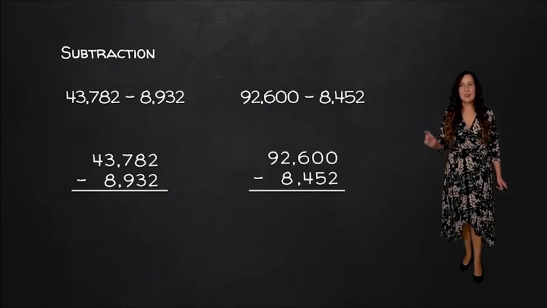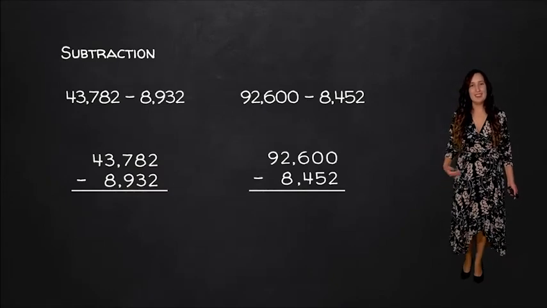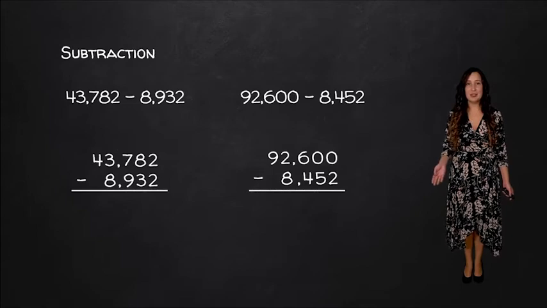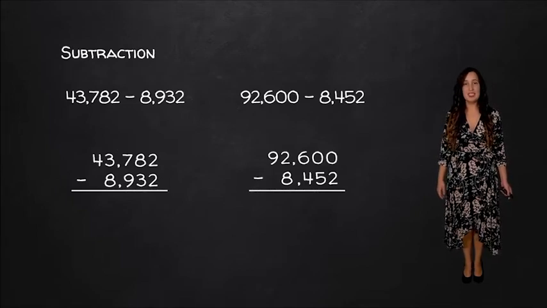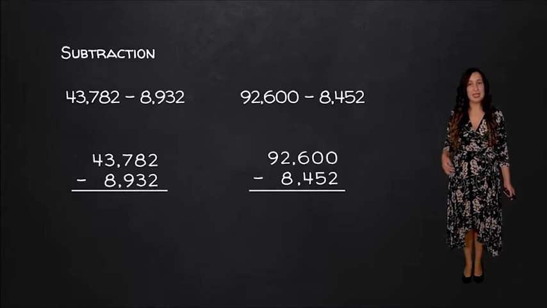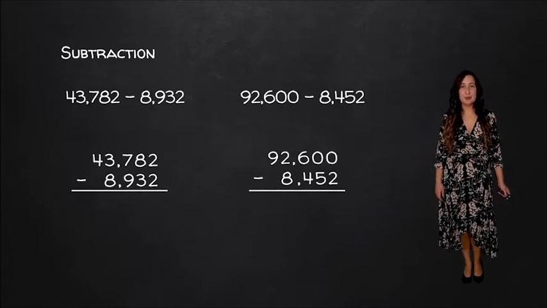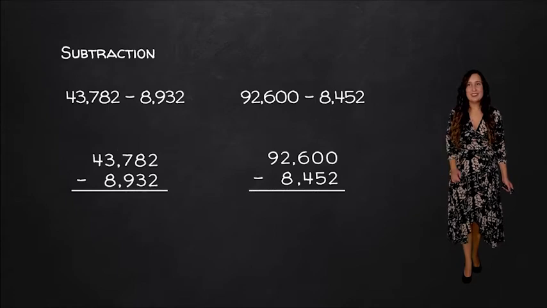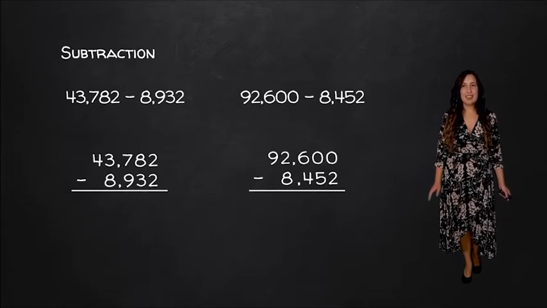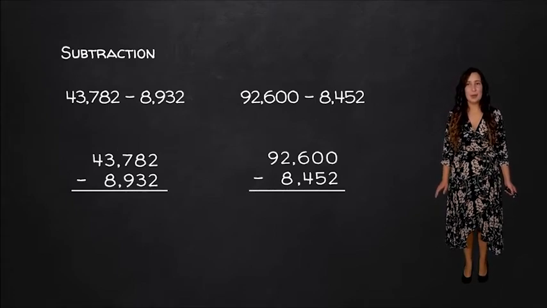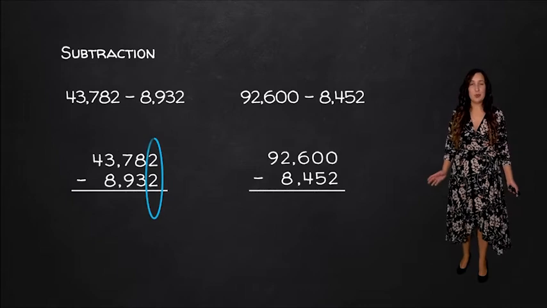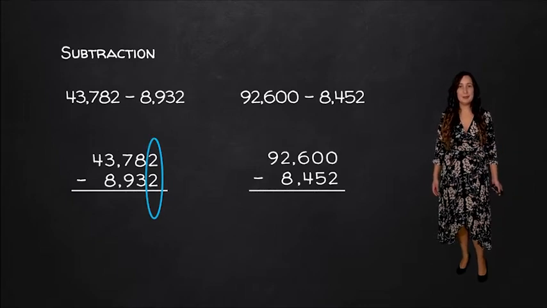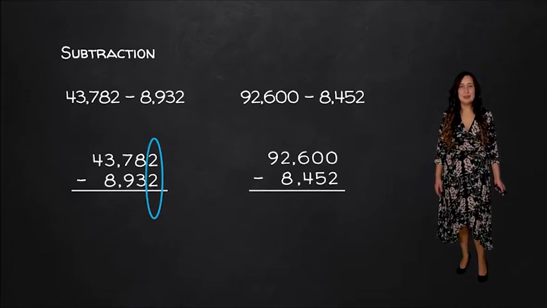Alright? So here we have two more examples, and this time instead of using our place value chart, we're going to go ahead and just line them up as you see here. The place values are lined up, and we're just going to subtract as we were doing before. So for our first example, we have 43,782 minus 8,932. So starting with our ones place value, we're going to do 2 minus 2. And 2 minus 2 is equal to 0.